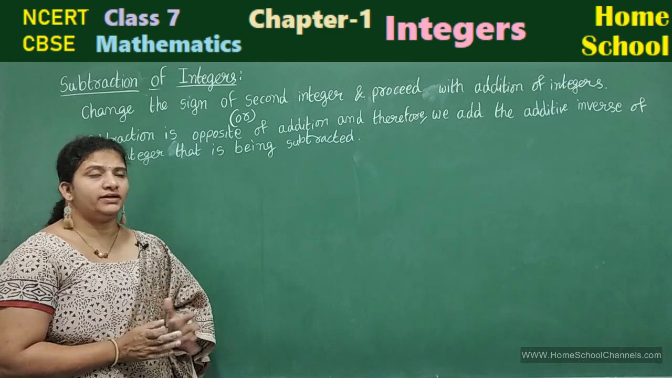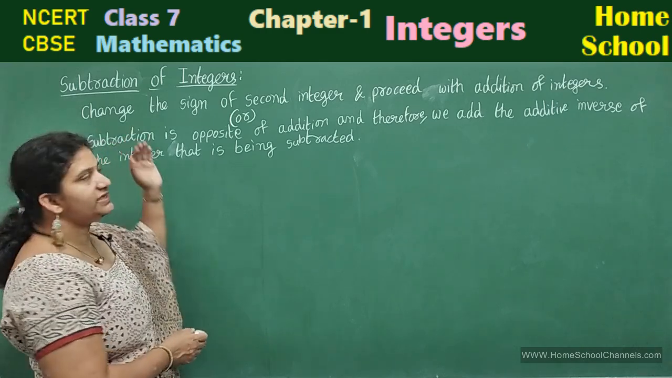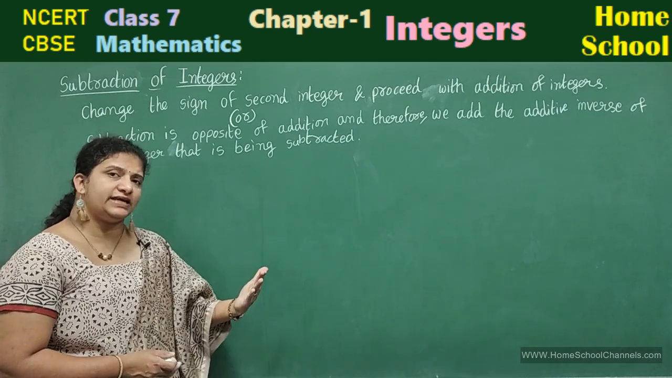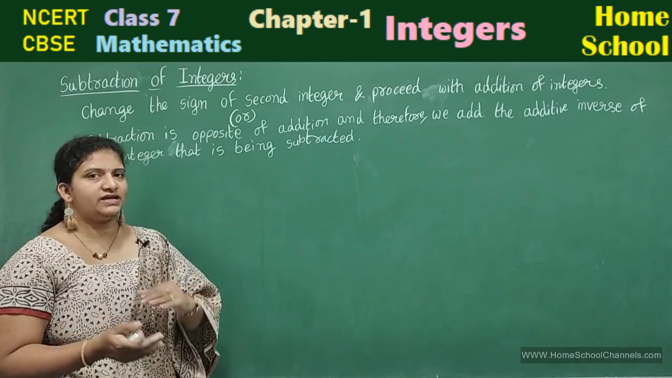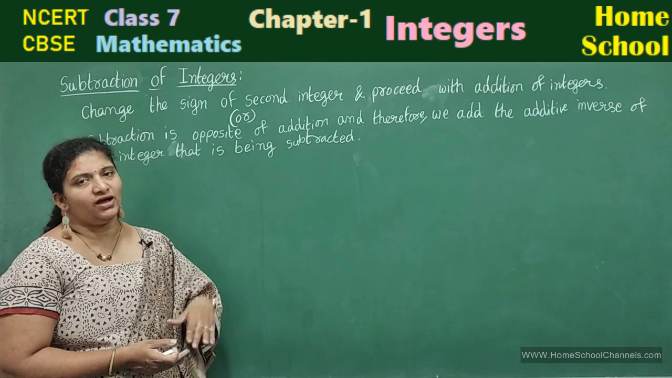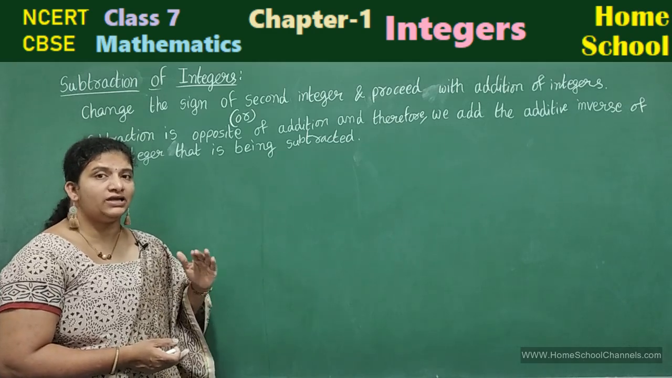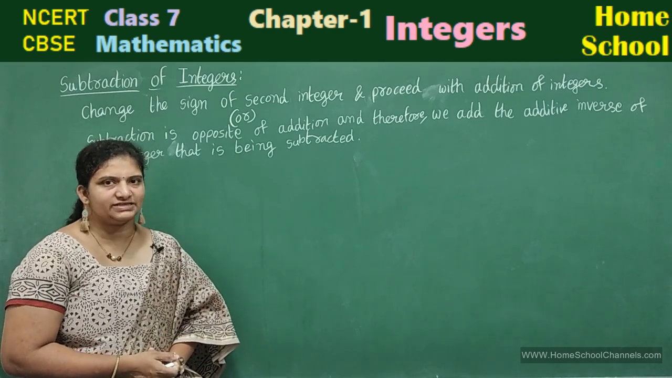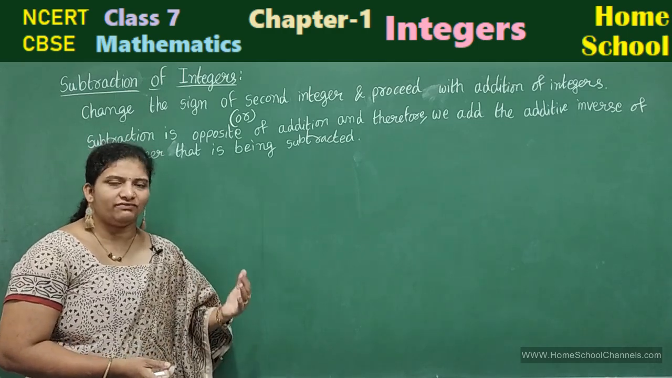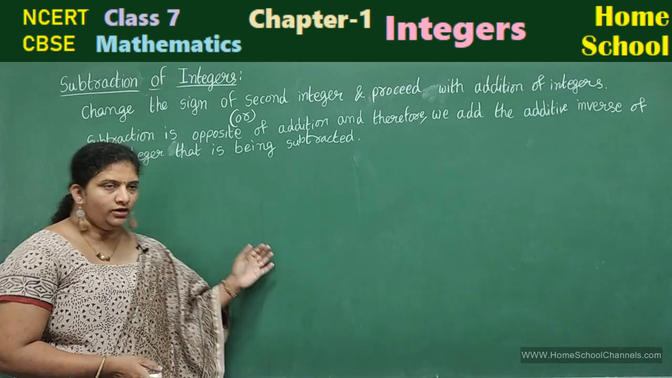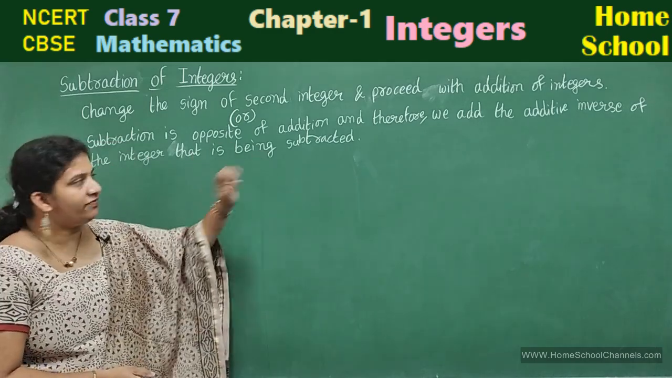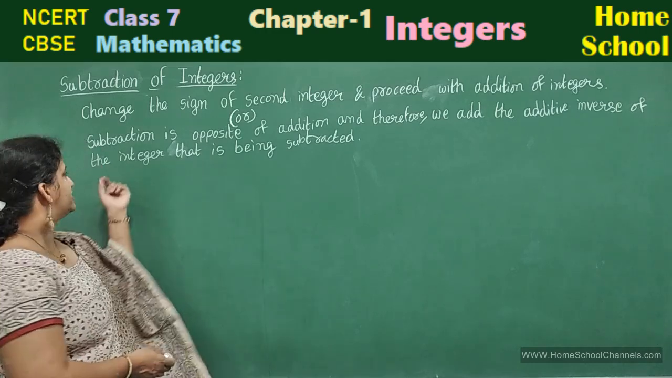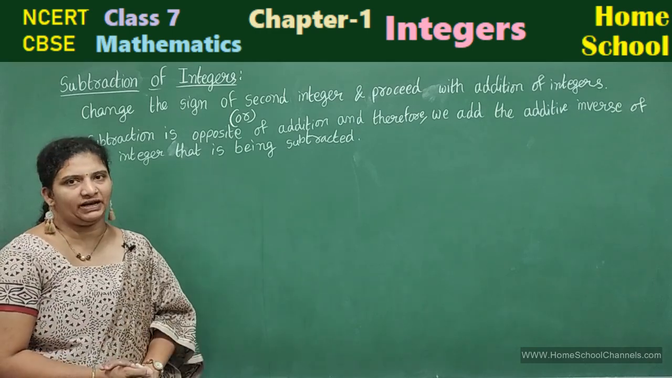Subtraction of integers. This can be remembered in two ways. First one, change the sign of second integer. Change the sign of second means, if you have plus 3, minus 3. Minus 3 if you have plus 3. Change the sign of second integer and proceed with addition of integers. How we have done in addition? In that way we need to proceed. Or subtraction is opposite of addition and therefore we add the additive inverse of the integer that is being subtracted.